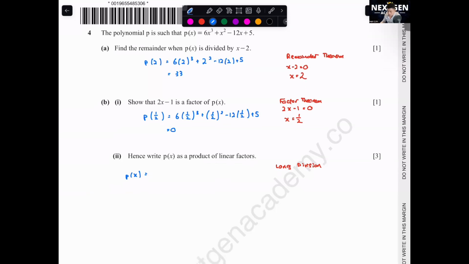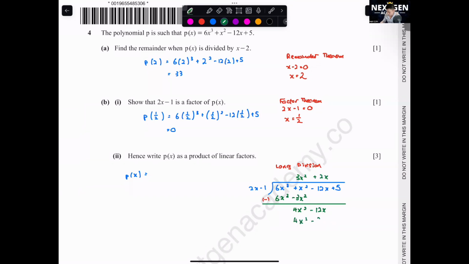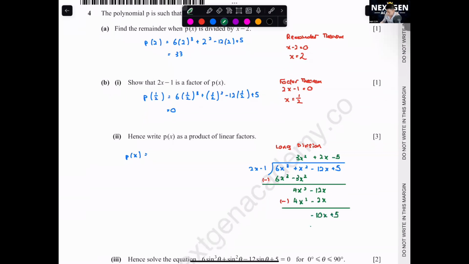So I'm going to divide, because 2x minus 1 is a factor, this with 2x minus 1. What do we want to achieve here? We want to match the value. So 3x squared here will be 6x cubed minus 3x squared. To avoid mistakes, I want you to have a habit: write a minus symbol here, or you can bracket the whole thing, up to you. And here will be 4x squared minus 12x plus 2x, 4x squared minus 2x. Put a minus here. Last one, minus 5. Here is minus 10x plus 5, minus 10x plus 5. Sub into here.